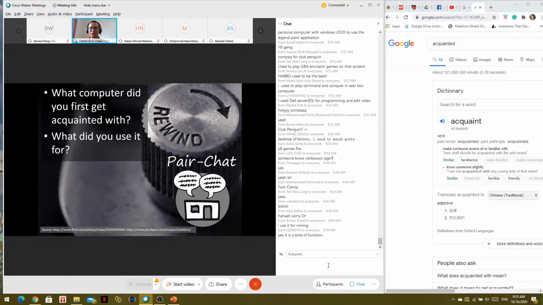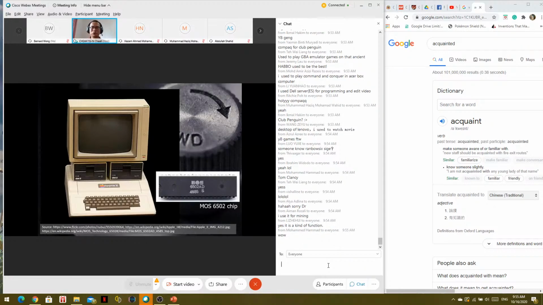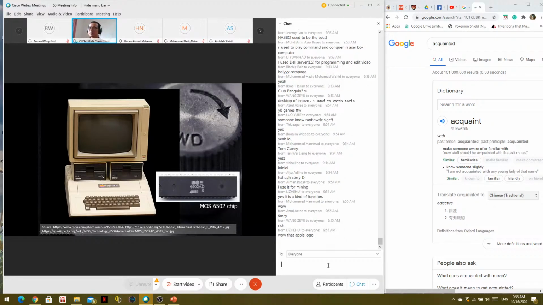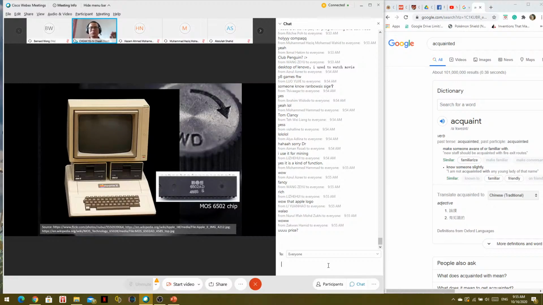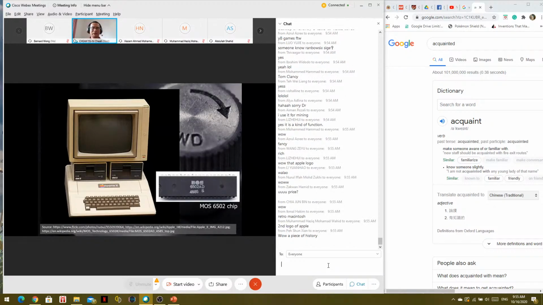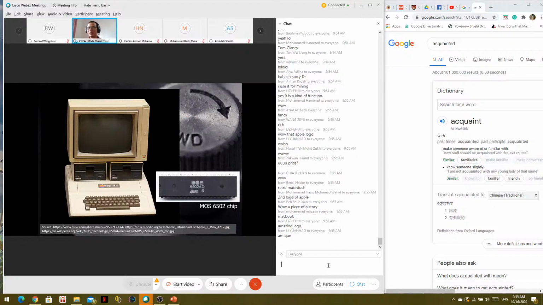Just to share also, as for me, my first computer that I was acquainted with was the Apple II machine. It has this 6502 chip, quite big chip. And I was using it among others to play games. I was doing a little bit of programming, and this was when I was, I think, 10 years old, 11 years old, around that time. So that was my first computer very, very long time ago. Okay. I think I will stop here.